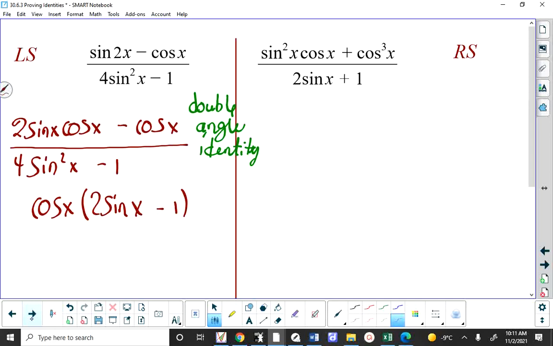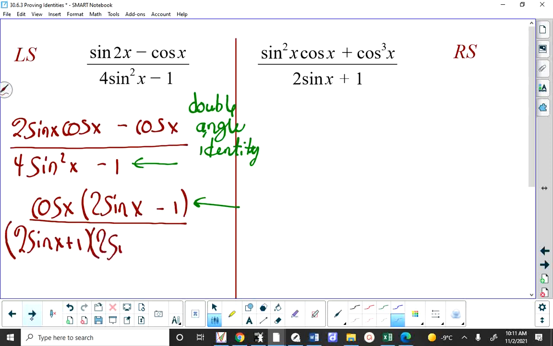That's kind of interesting. I really hope everybody sees a connection between this, which is on the top of the expression, and this, which is on the bottom. 4 sine squared x minus 1 is a difference of squares, which when you factor, you get 2 sine x plus 1, 2 sine x minus 1. That's a good thing, right? Because these will cancel. And then I would say to you, I think we've gone as far as we can go with the left-hand side. I don't think there's anything really you can do with it.